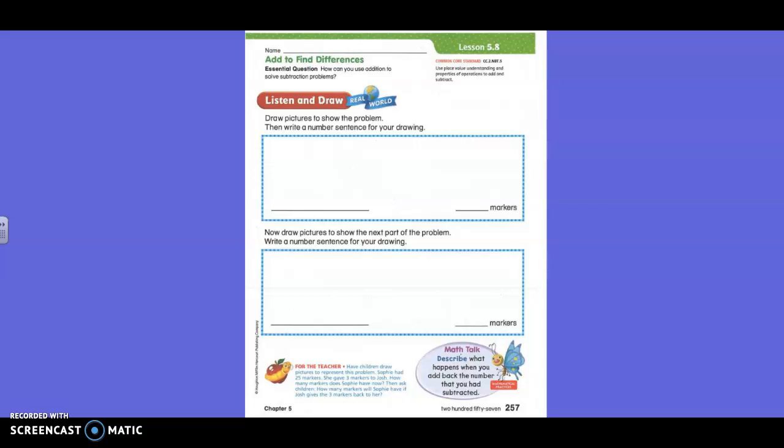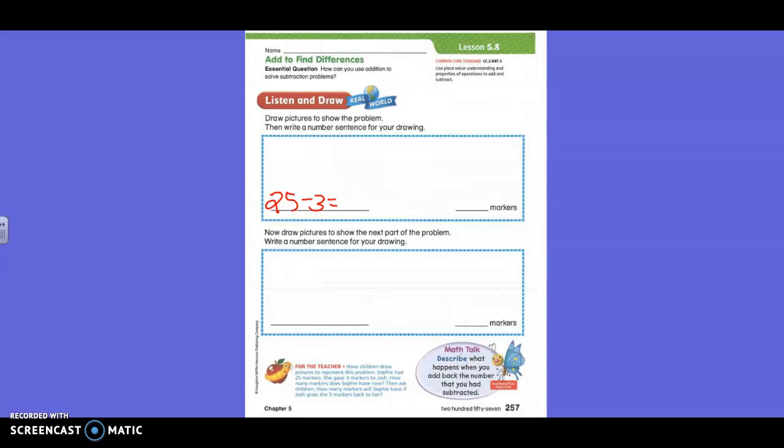Okay, boys and girls, I'm going to read you a problem and you're going to write the problem down here as a number sentence. And then we can show our work right here by doing the stacking and subtracting. Okay? Here's your first problem. Sophie had 25 markers. She gave 3 markers to Josh. She's giving them away. That means subtract. Yes. How many markers does Sophie have now?